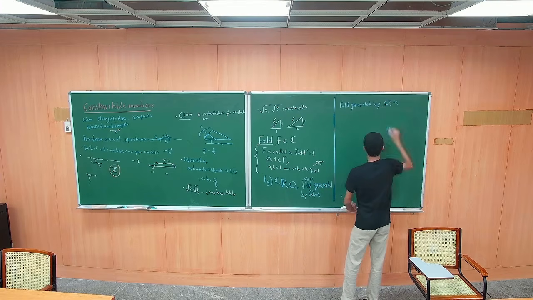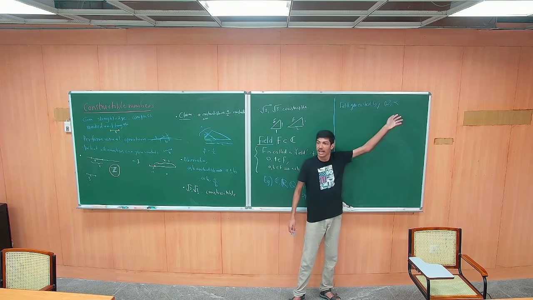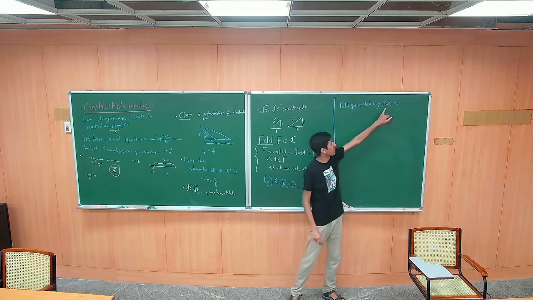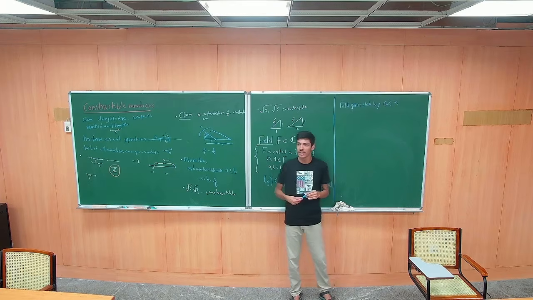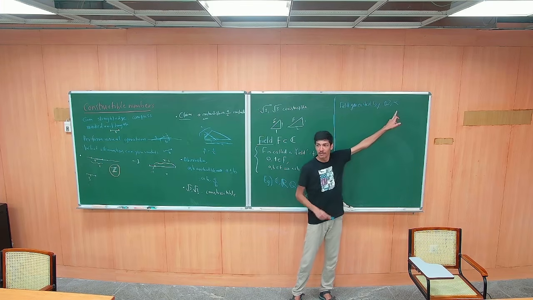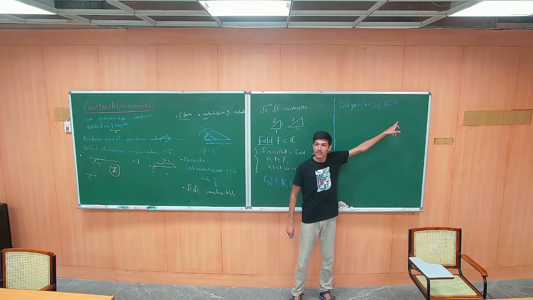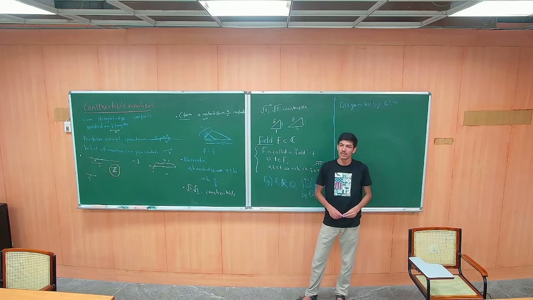When I say the field generated by Q and alpha, you want the smallest field which contains Q and alpha. So say I want alpha to be there and Q to be there. What all elements are forced to be there? As in, okay, alpha should be there. Should alpha plus 1 be there in the field? Alpha plus x for any x belonging to Q.